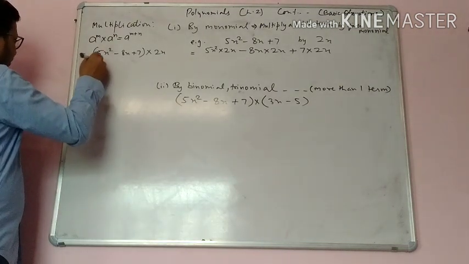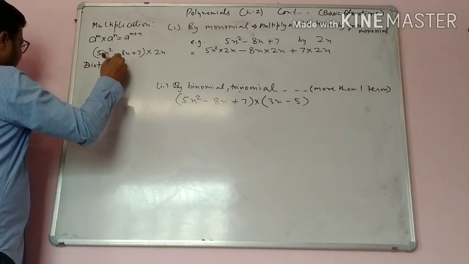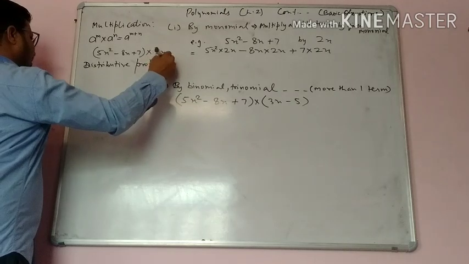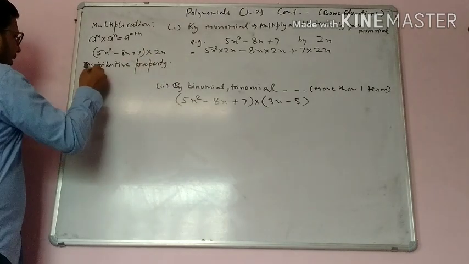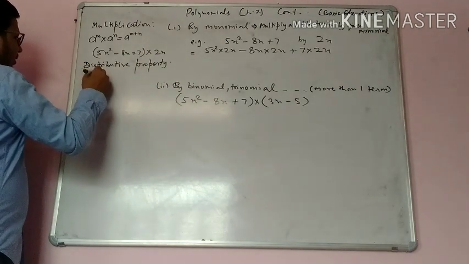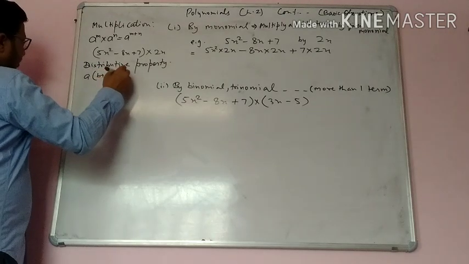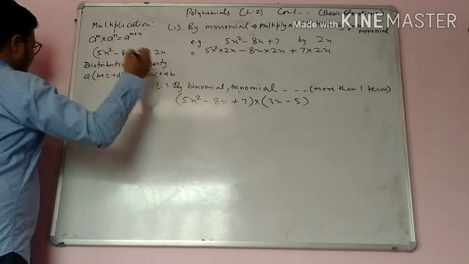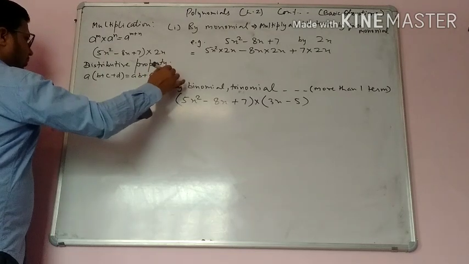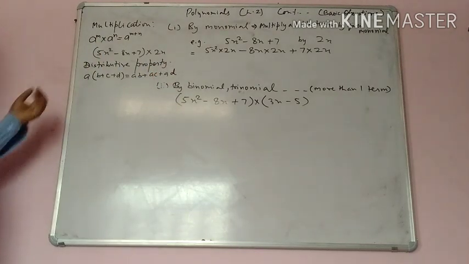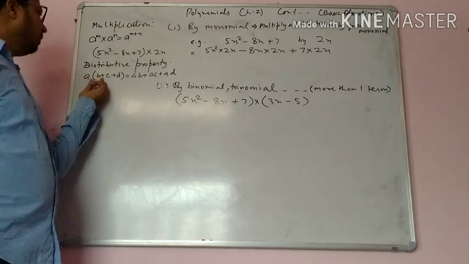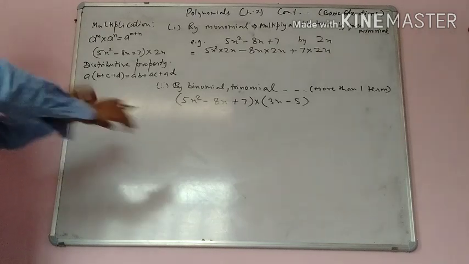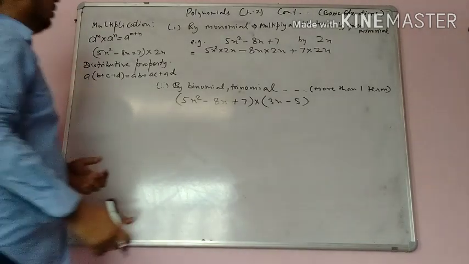Which property have I used here? Distributive property. And you all remember that a(b plus c plus d) is equals to ab plus ac plus ad. Like that. The sign can change, if plus is there then plus, if minus is there then minus. I use that only. Now how can we multiply monomial by monomial?